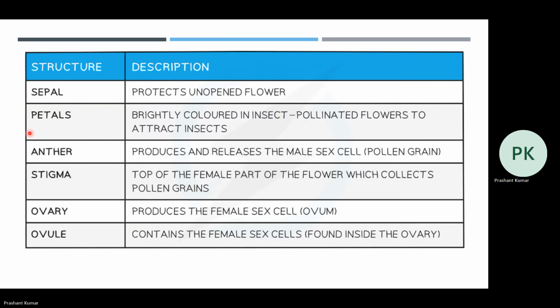Anther produces and releases the male sex cells called pollen grains. Stigma is the female part where the pollen grains are going to land, and then the pollen grain will grow inside. Ovary produces the female sex organ, and ovule contains the female sex cell. So inside the ovary, there is ovule.